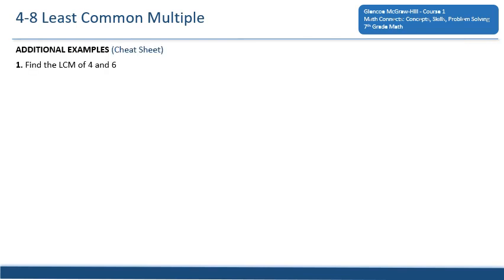Additional examples. Find the least common multiple of 4 and 6. That's 12. Find the least common multiple of 4 and 15. 60.